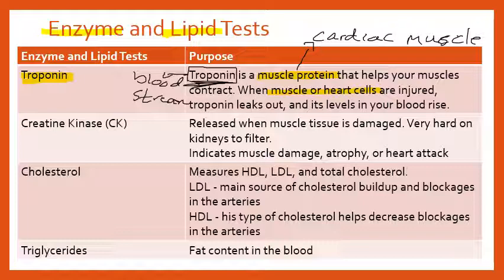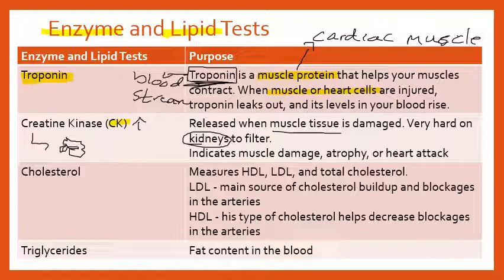Another thing they'll look for is what's called CK. CK is creatine kinase. And this is a protein, but it is a protein from just general muscle tissue. And it is kind of like a jagged little protein. So if it is going through your body, it will eventually have to be filtered out by your kidneys. And if you have really high levels of CK, it can scratch and damage and block the inside of your kidneys. So it can be really dangerous if it's in very high levels.